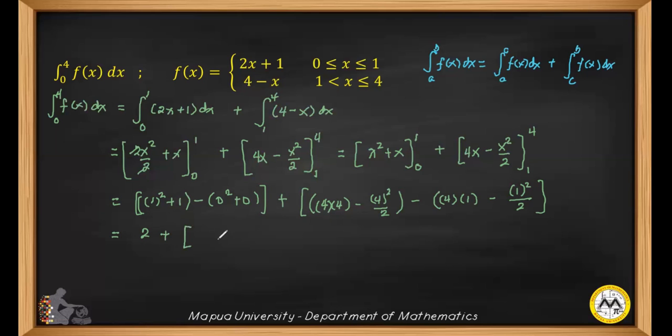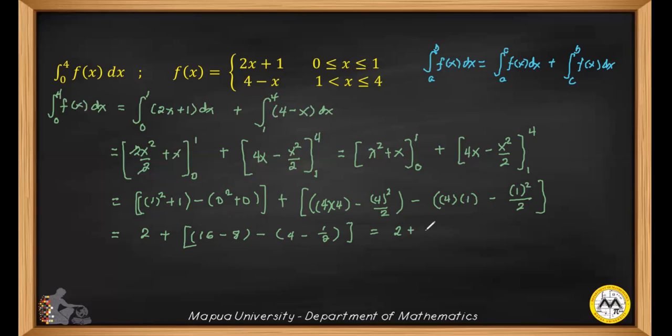4 times 4 is 16. 16 minus 4 squared over 2 is 16 divided by 2. So that will give us 16 minus 8, minus 4 times 1 is 4, minus 1 half. Simplifying further will give us 2. This is 8.